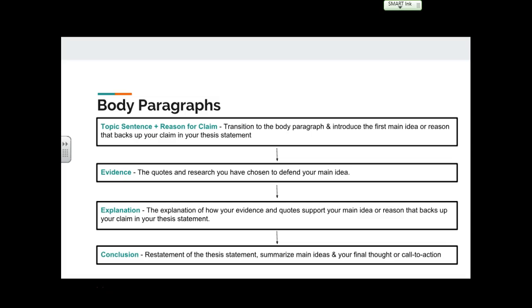Okay? You should have at least how many? 3. Yes, you need to have at least 3 body paragraphs. If you have a 4th or 5th point you really want to discuss, write about it. Okay? So, what's the first thing you should have in your main body paragraph?